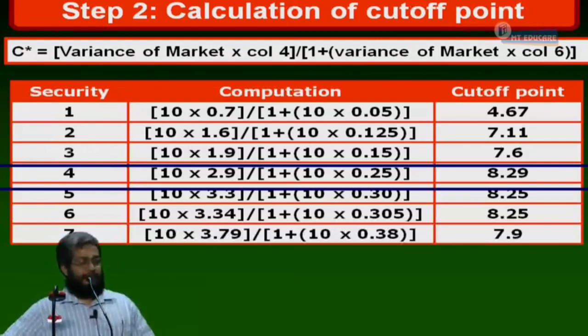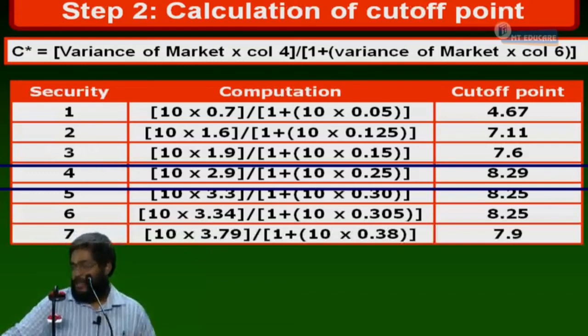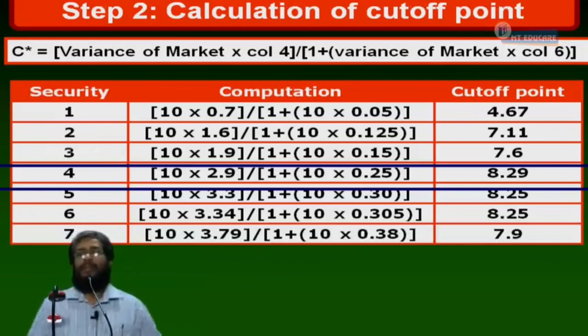Because beyond that, the utility, in bracket write cutoff point, reduces. Beyond that, the utility, that is cutoff point, reduces. Okay, everybody, yes or no?